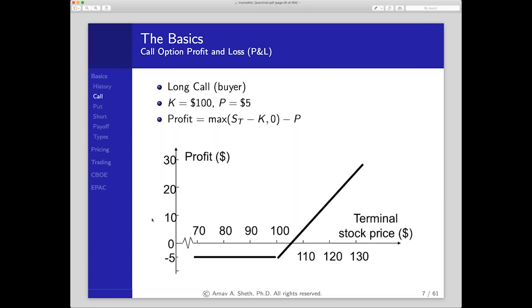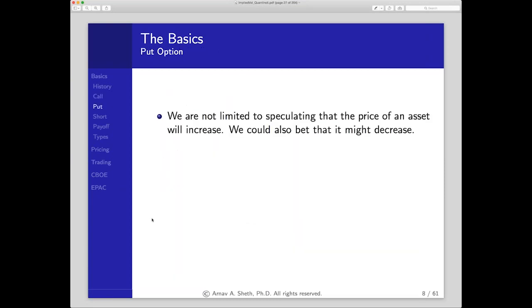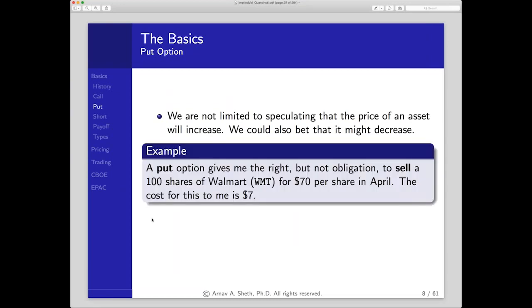So you can immediately see a benefit of buying an option. Your downside is capped. You have a floor on the downside, which is just the price of the option itself, and your upside is potentially unlimited.